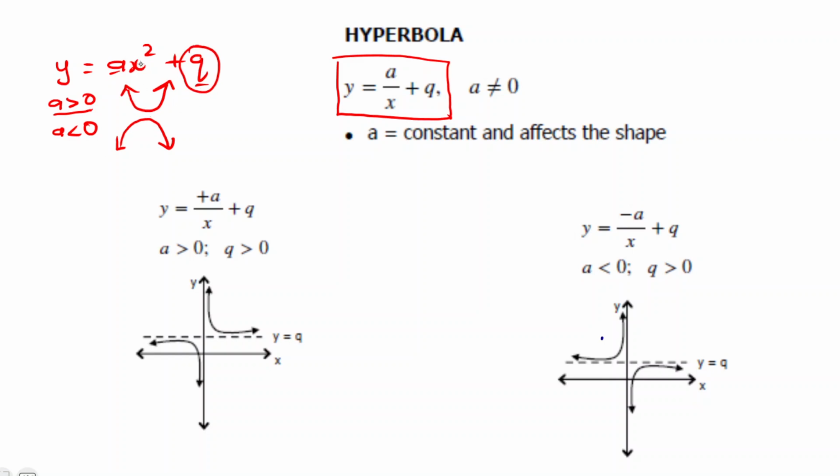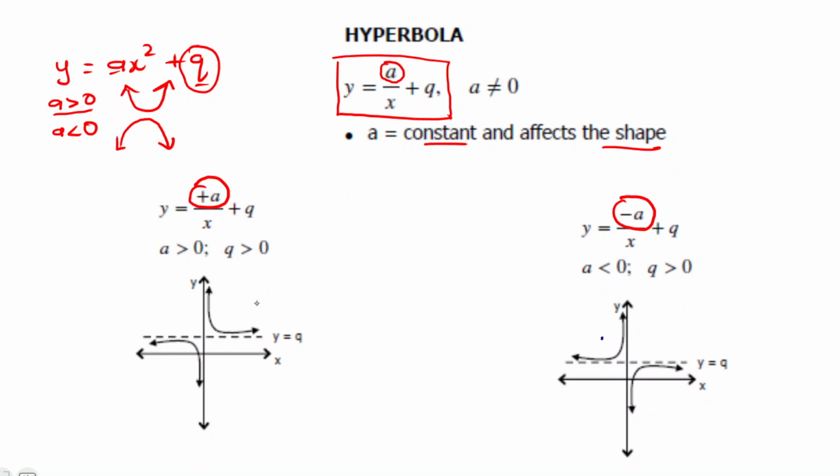You can lift this graph upward or shift it downwards. If q is positive, it is lifted up. If q is negative, it is shifted down. Similarly, for the hyperbolic graphs, this a is also representing the shape, the constant that affects the shape. If your a is positive for the hyperbolic graph, that means the shape of your hyperbola will be positive. But if a is negative, then the shape of the hyperbola will be negative.